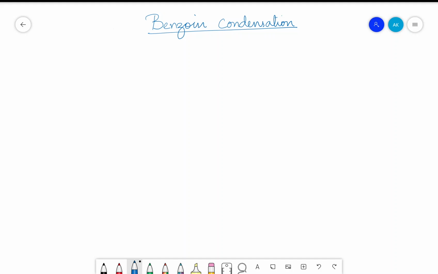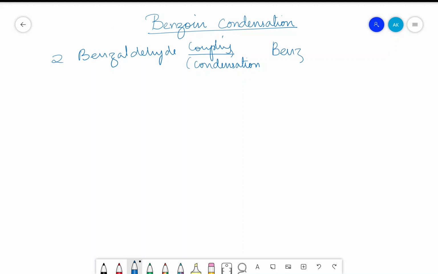Benzoin condensation reaction involves two benzaldehydes which undergo coupling reaction. Coupling here represents condensation, that means they combine to form a compound that is named as benzoin. Benzoin is also called as alpha hydroxy ketone.